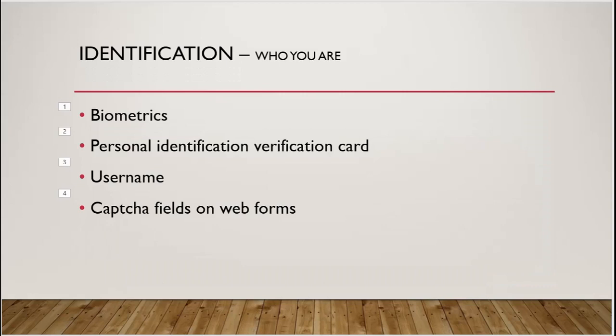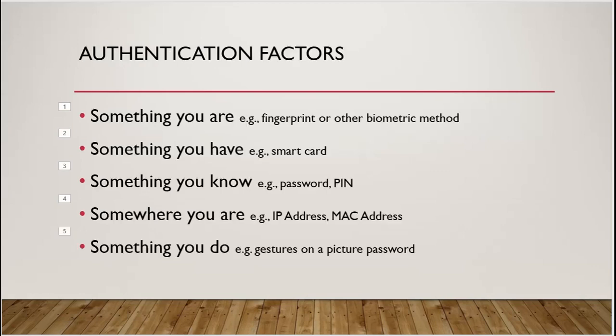So identification, as we said, is about knowing who you are. Some of the ways that we can know who you are is by providing things like usernames, your personal identification card, some biometrics, like an iris or a fingerprint, as well as captcha fields on web forms that allow us to know whether you are just a system or actually a human being.